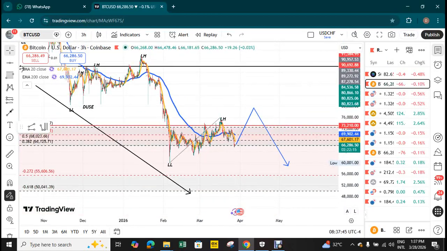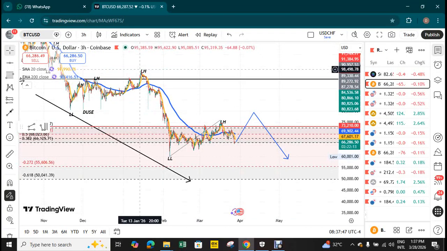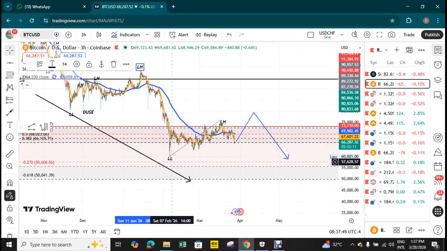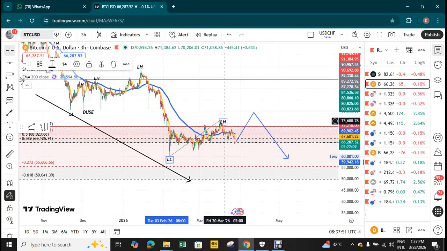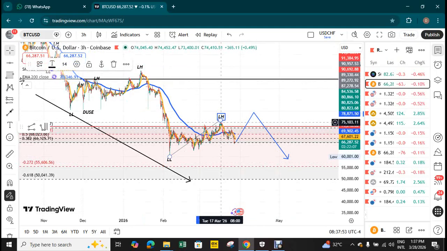Now it's clear that price gave us a lower high and a lower low here. We have a lower high here, and we saw price come down. I think two weeks ago we took an entry on Bitcoin to sell, and we made some profit from it. So we want to see some shift before we can start looking for a downward trend.